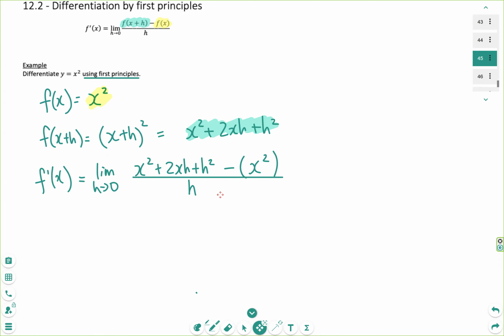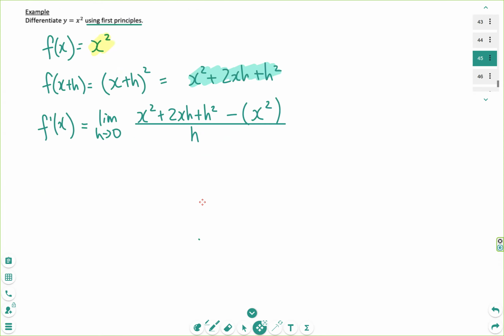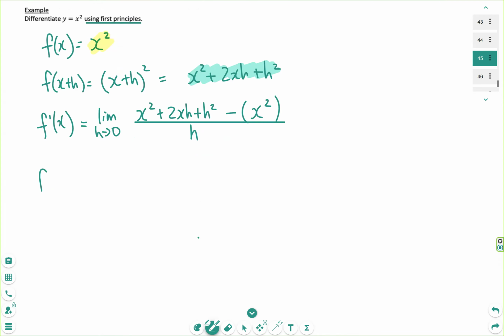So you have to keep writing the limit h tends to 0 until you can substitute h equals 0. So I'm going to keep writing it. So f dash x equals limit h tends to 0. Simplify the numerator: x squared minus x squared, that's gone.